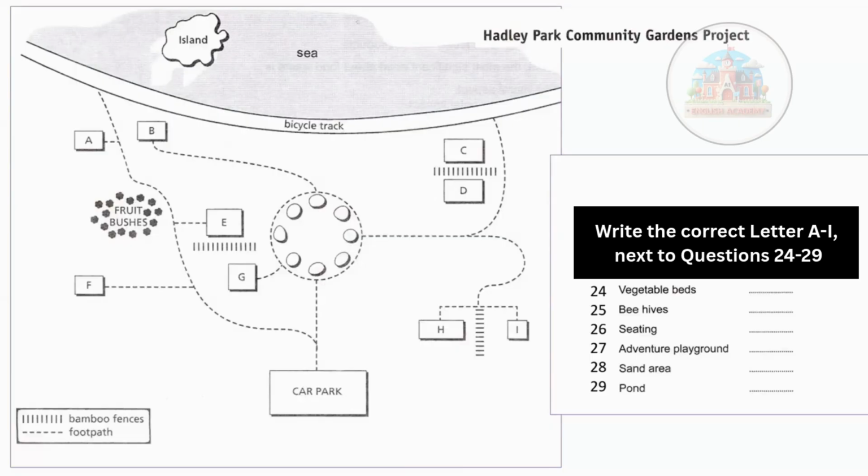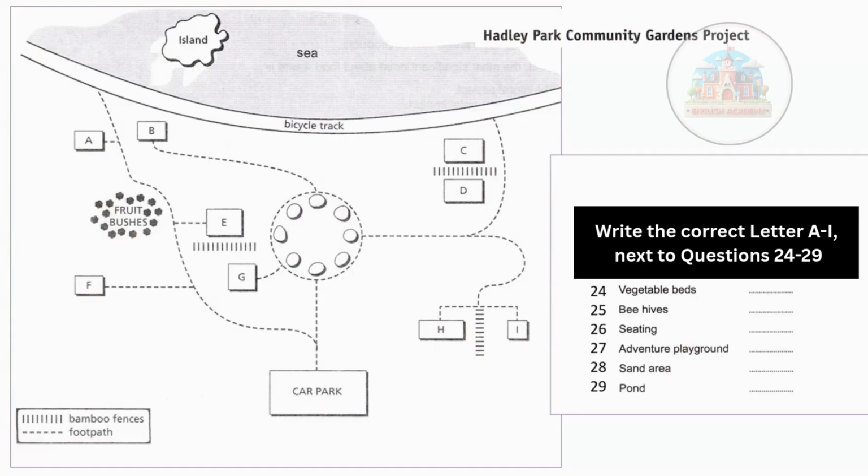OK, for the seating, look at the circular footpath. At the top of it, there's a path that goes from there and takes you up to the seating area, alongside the bicycle track, and with a good view of the island, I suppose.